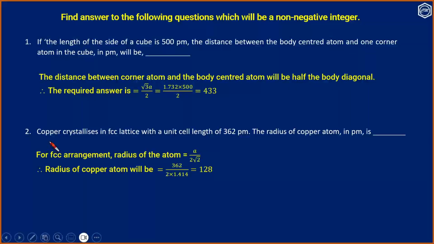Second question. Copper crystallizes in FCC lattice with a unit cell length of 362 picometer. The radius of copper atom in picometer is. For FCC arrangement, radius of the atom is a by 2 root 2. Radius of copper atom will be 362 by 2 into 1.414, and that is 128 picometer.